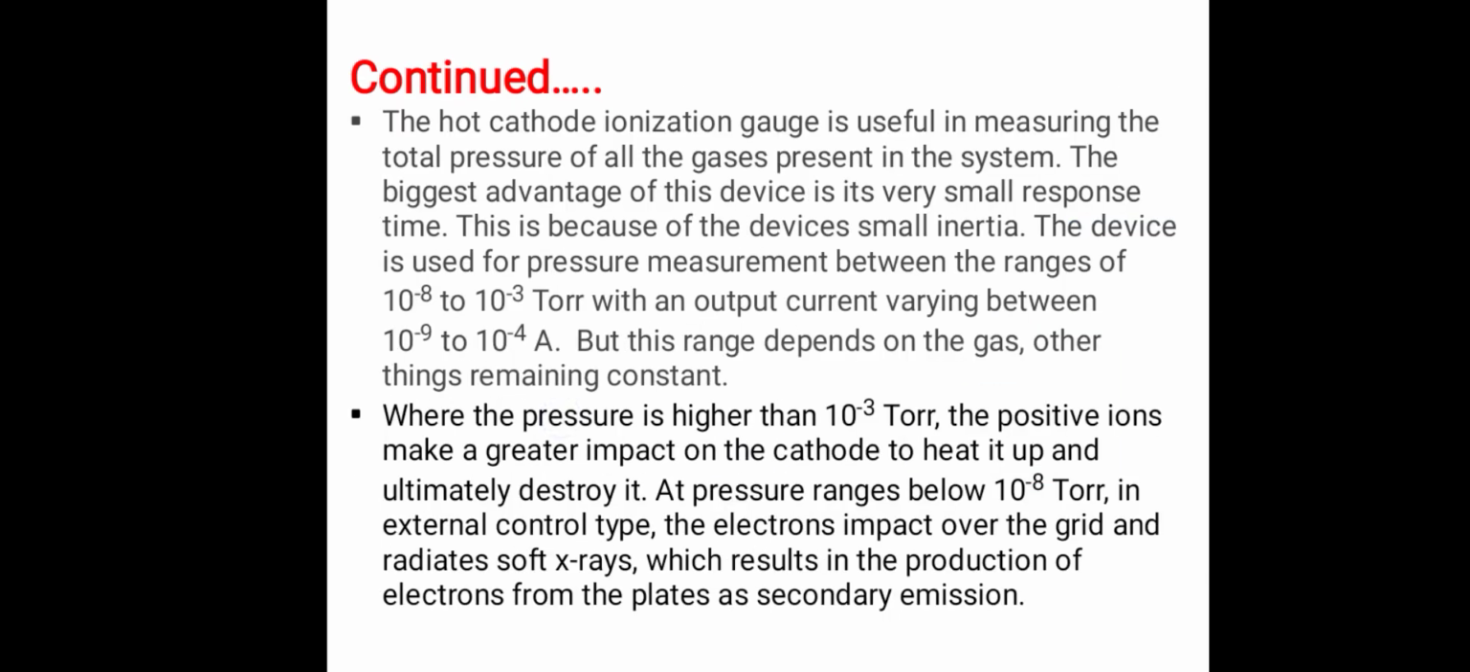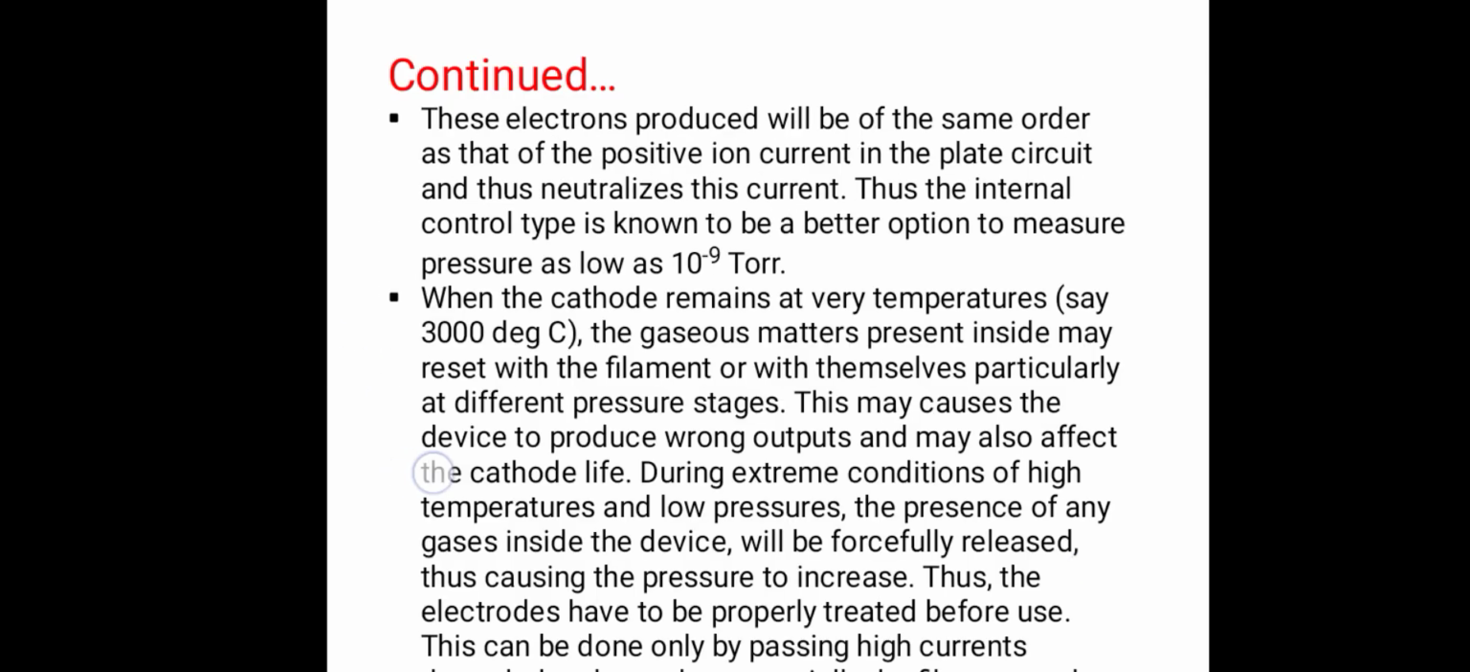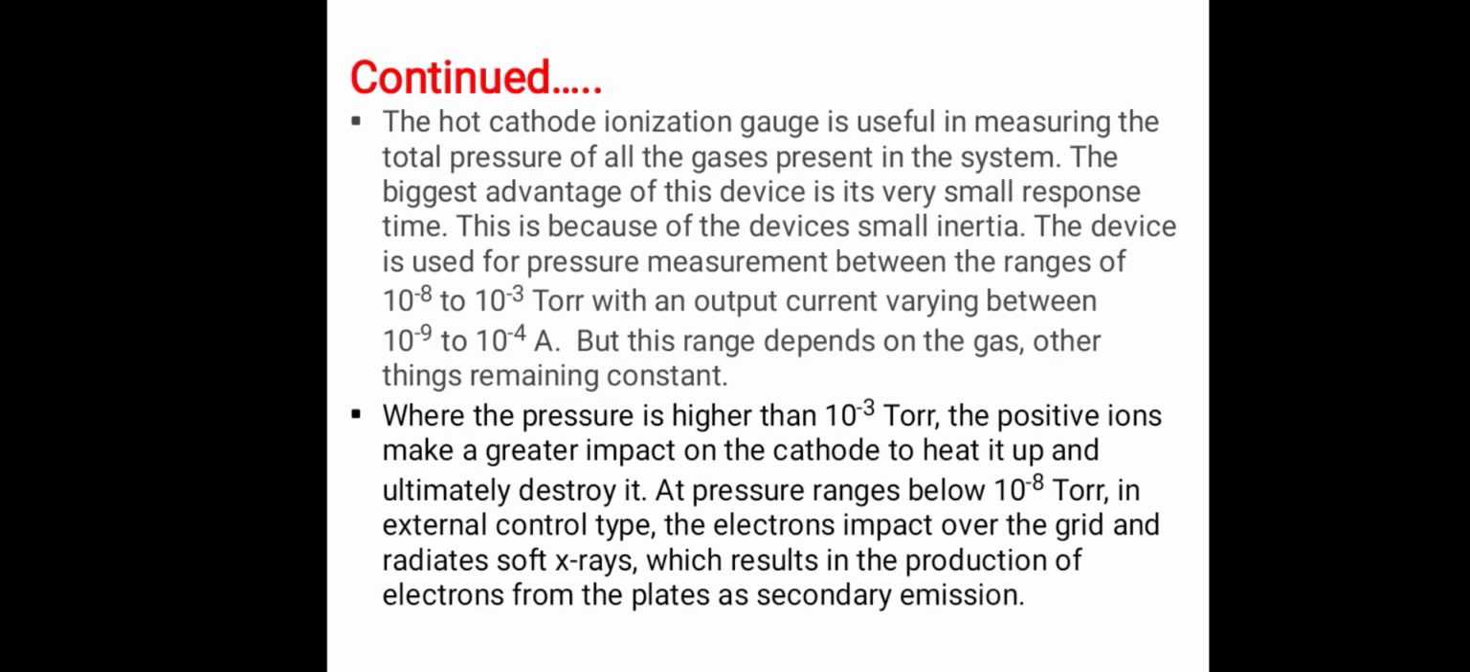Continuing here, the hot cathode ionization gauge is useful in measuring the total pressure of all the gases present in the system. The biggest advantage of this device is its very small response time. This is because of the device's small inertia. The device is used for pressure measurement in the range of 10 to the power minus 8 to 10 to the power minus 3 torr, with an output current varying between 10 to the power minus 9 to 10 to the power minus 4 ampere. But this range depends on the gas, other things remaining constant.